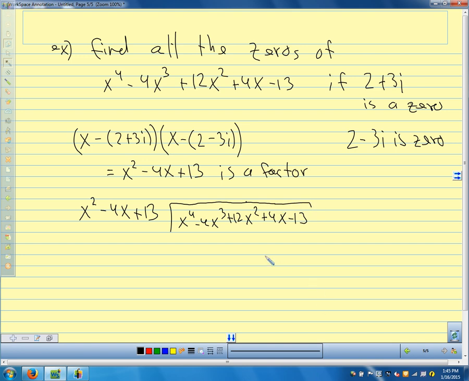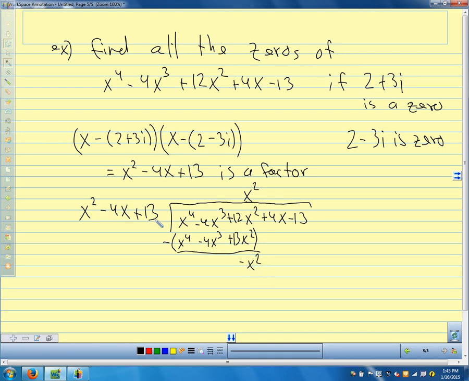And now for this long division, I say, what do I have to multiply x squared by to get x to the fourth? x squared. I multiply each of these, so I get an x to the fourth minus 4x to the third plus 13x squared. And then I'm going to subtract. That goes away. That goes away, and I get 12 minus, that should be a 13x squared, 12 minus 13x squared. I get a minus x squared.